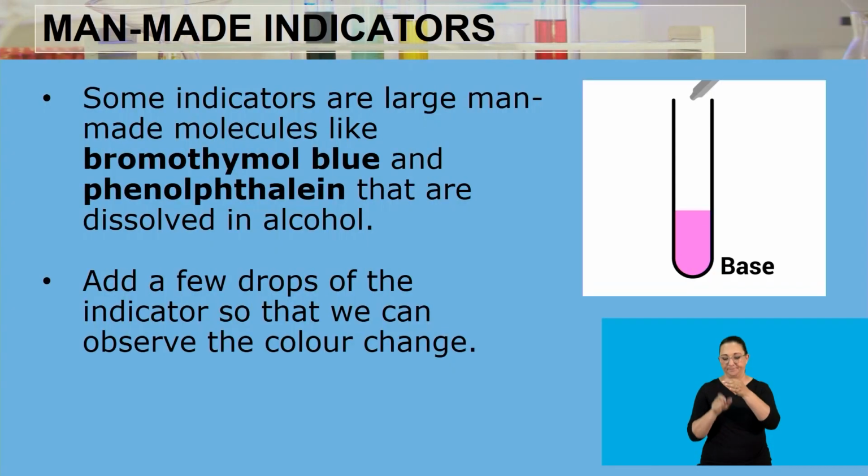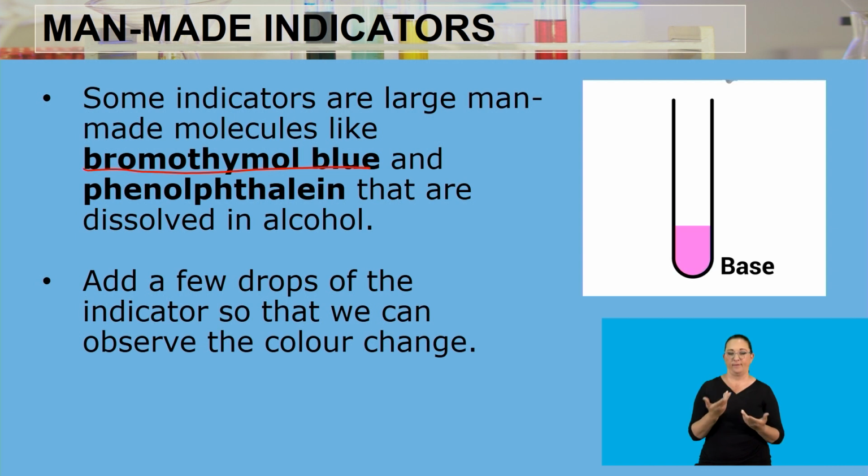Now, also, we said that we have natural indicators and now the man-made indicators. So the difference between the two is that some indicators are large man-made molecules, like we have the bromothymol blue as one of our indicators, and we also have the phenolphthalein as also one of our indicators. So these two, they are man-made indicators. And they're also dissolved in alcohol.